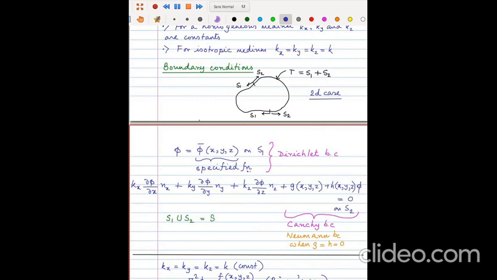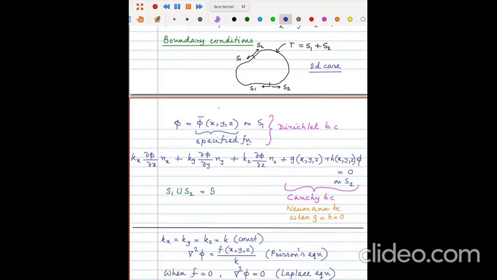So here the boundary condition is defined over the surface, and we have divided the surface into two parts. From here to here there is a line, and this part of the surface is S1 and this part is called S2, and S1 plus S2 is tau, that is the total surface. You can also call it S. On S1 the value of phi is specified. That means on this surface over here, at every point you know the value of phi.